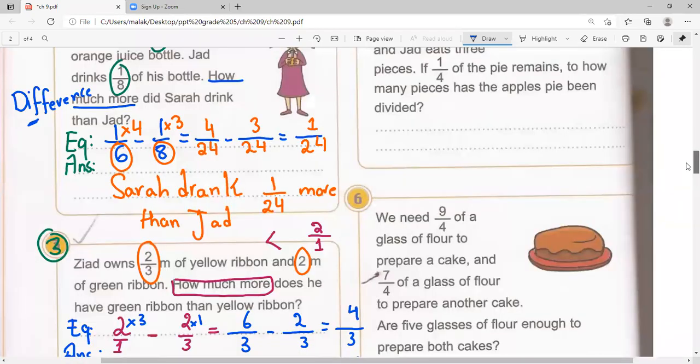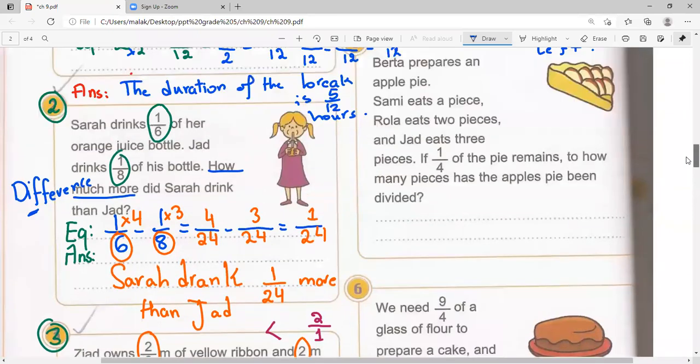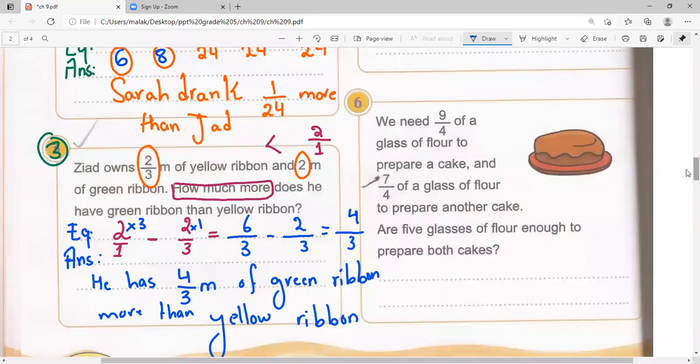Now, let's start with problem 6. Each one work alone, please. You have 5 minutes to finish it. Silently.